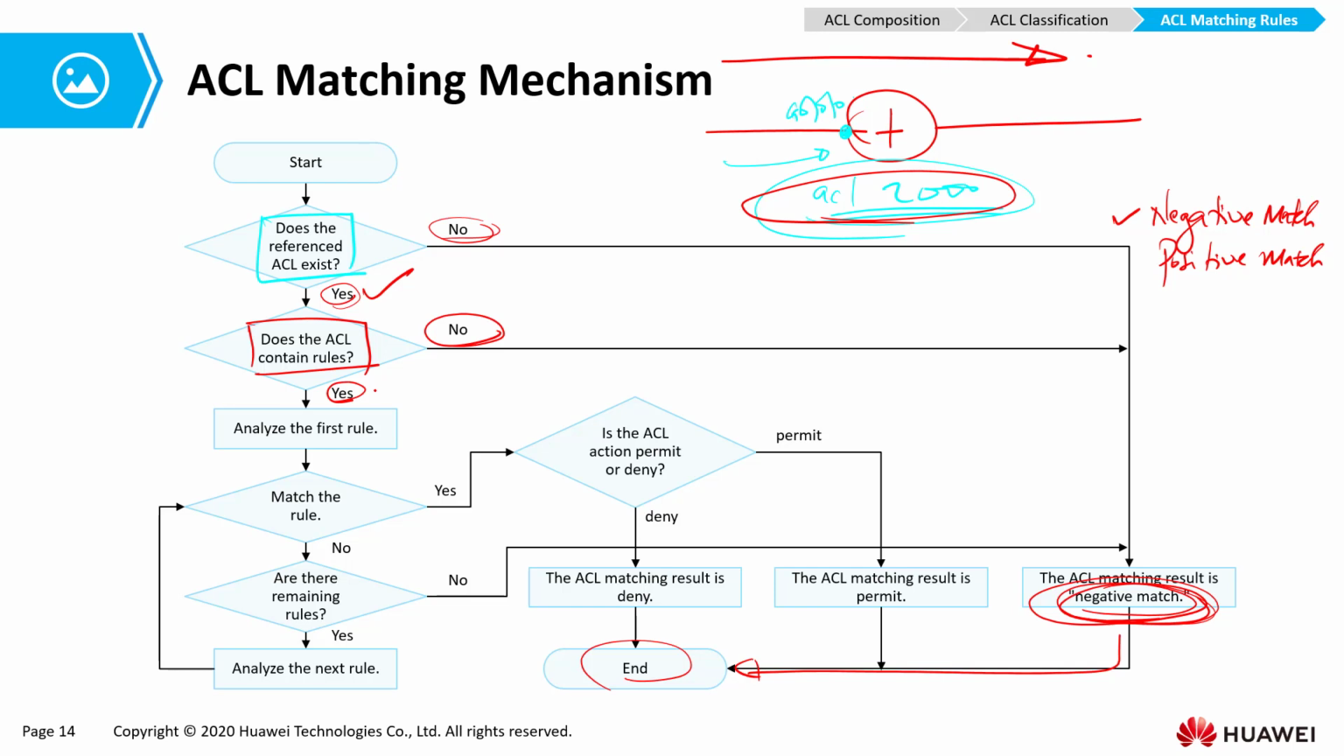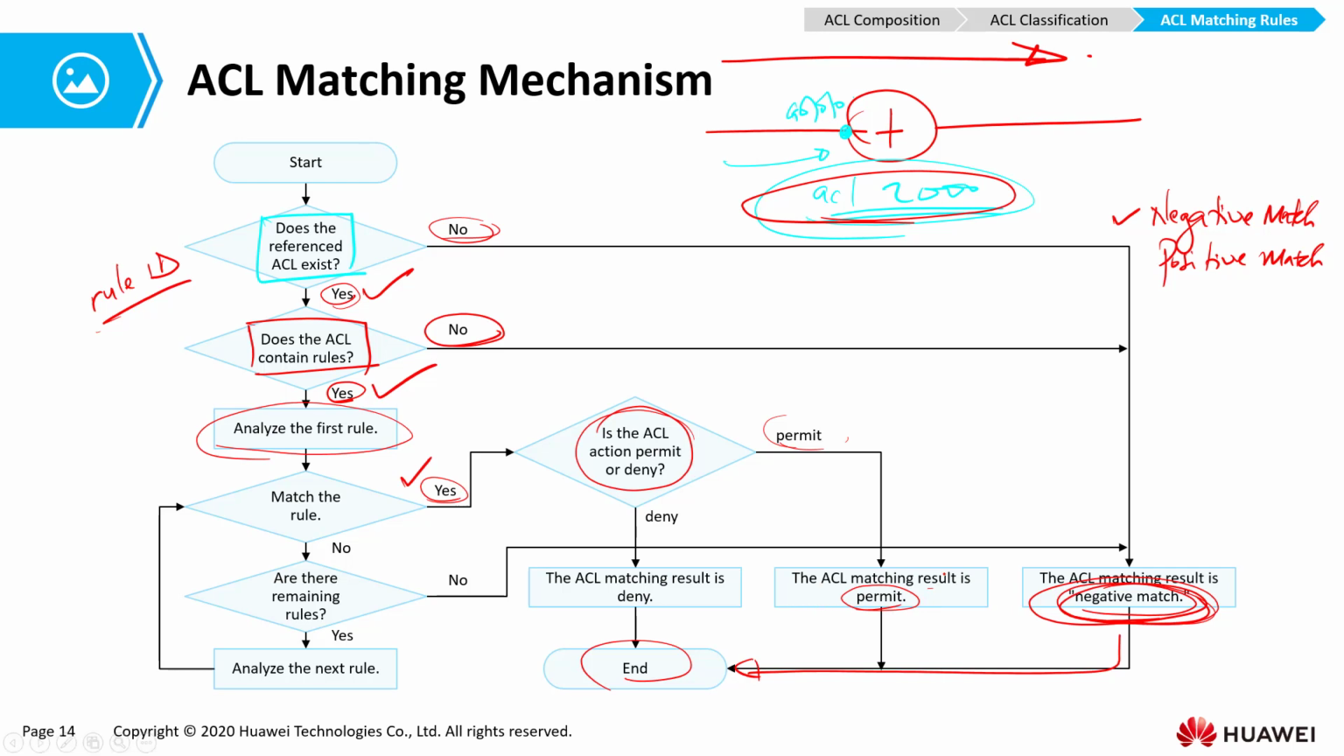Otherwise, if there are rules in the ACL, then we shall analyze the first rule based on their rule ID, the first one as based on the rule ID. And then the question is, does that traffic match the rule? If the traffic matches the rule, we look for which action is in that rule. Is it a permit action or a deny action? If it is a permit action, then the ACL matching result is permit. This is actually positive match permit.